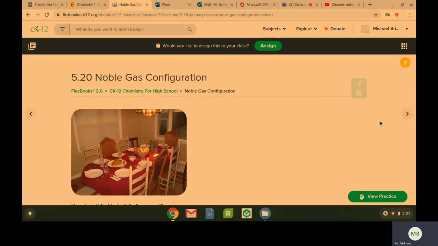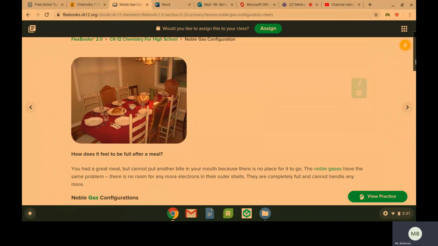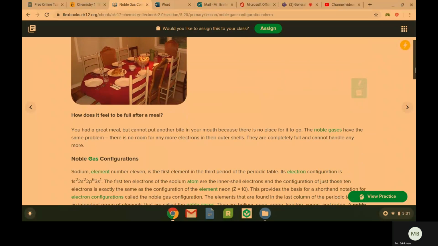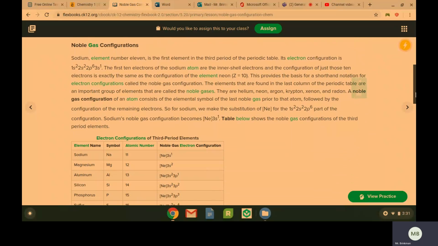So this is building off of the electron configuration for valence electrons and just electron configuration in general. So for noble gas configurations, what we are looking at is the last column in the periodic table. This is the last column on the right, and they're called the noble gases.